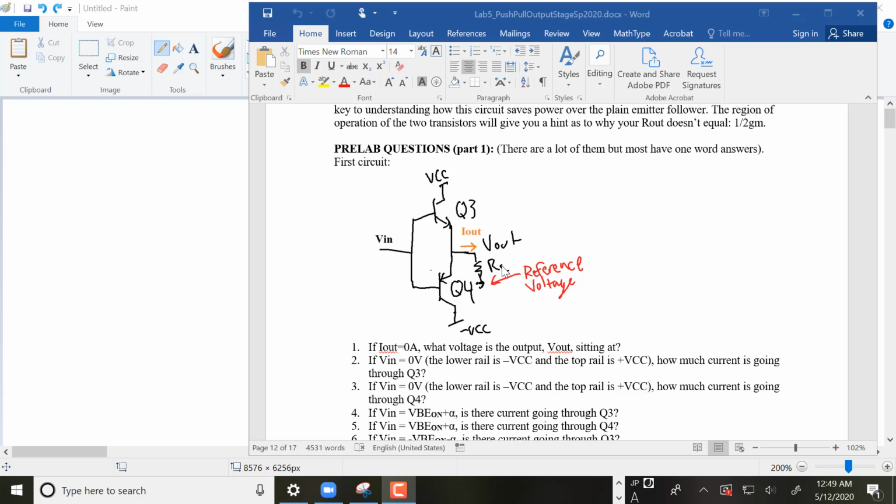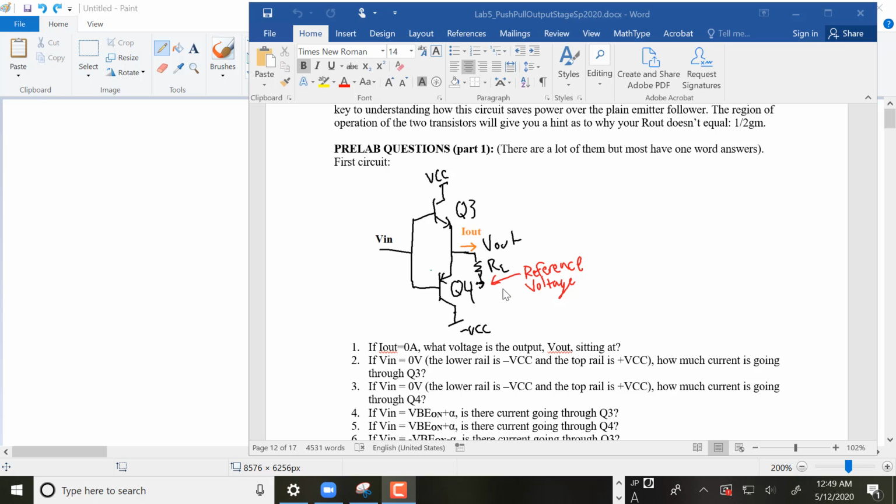Other things to notice is that this RL is not really part of the circuit. It's modeling a make-believe circuit out here. So if a make-believe circuit is going to pull some current, it looks like a resistor to your push-pull stage. That's what this RL is. It's faking an input resistance of a circuit that the push-pull might be connected to.